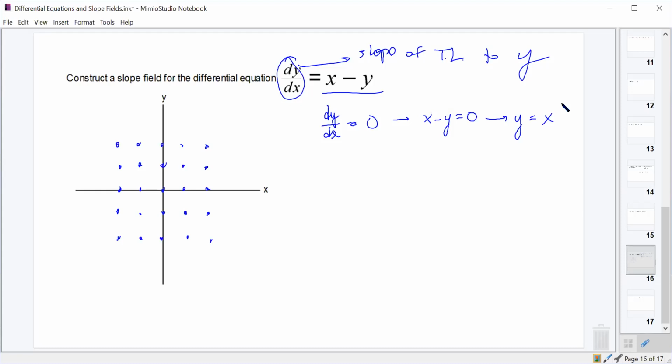Good. Where's that line? That's the line y equals x, right? Every point on that line, the x value is equal to the y value. So at every point on that line, I need to draw a line with a slope of 0. And that was supposed to be horizontal, but it wasn't. That's better. So those are all the points on the line y equals x, and I've drawn them all with a slope of 0. Everybody good with that?